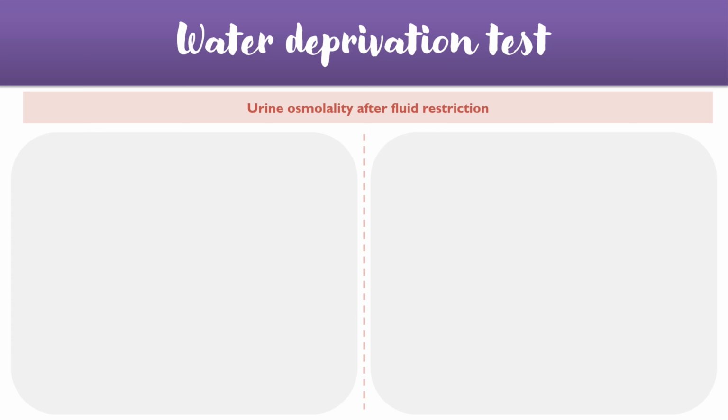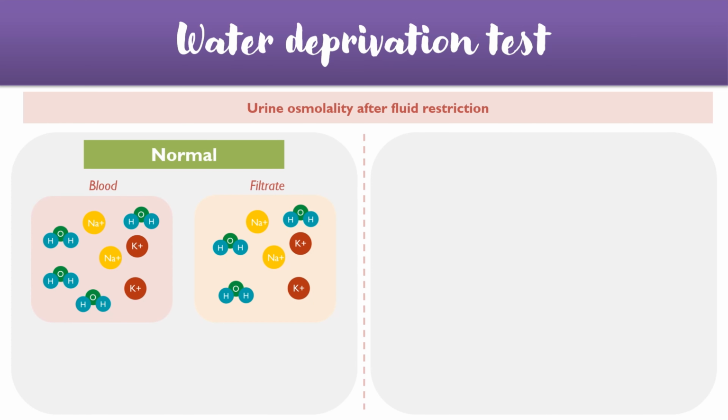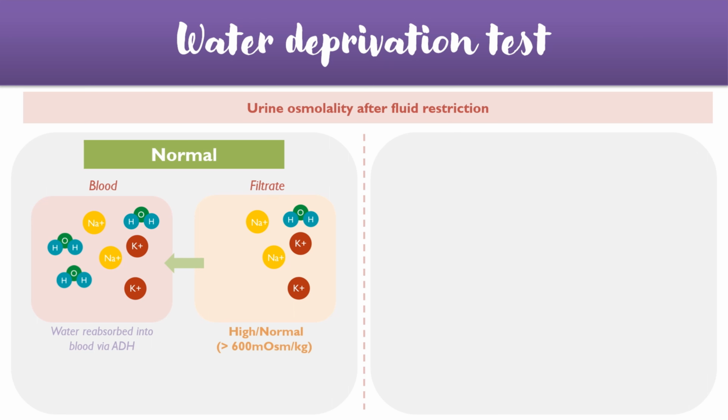Let's start by taking a look at the first phase of the test, which involves measuring urine osmolality after fluid restriction. In normal individuals, what should happen is that after water deprivation, the levels of water in the blood should decrease over time. And as a result, the body tries to compensate by reabsorbing more water back into the blood from the filtrate. And this occurs via ADH mechanisms. As you can see from the diagram, there's now less water in the filtrate, and therefore less water in the urine, so the urine osmolality increases in a normal test result. And this occurs because the body is trying to conserve more water.